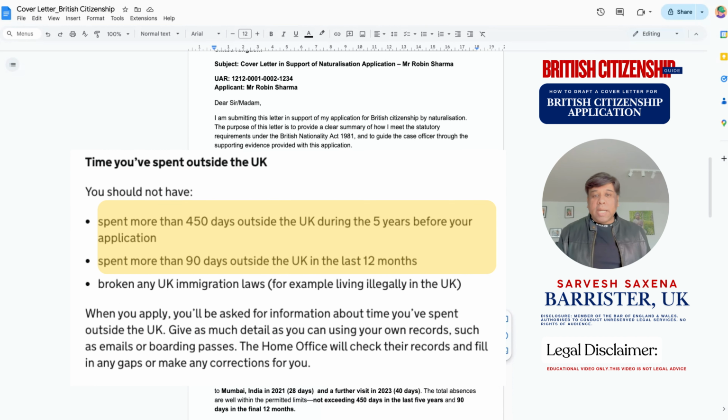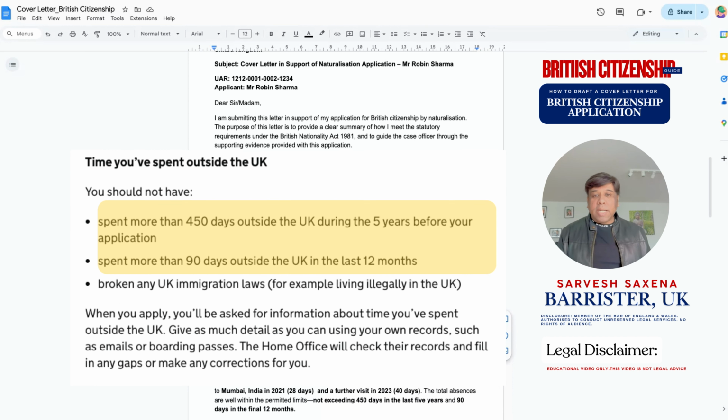Now, I could have written the date that I was absent from this date to this date, that includes 28 days, and then the other date that includes 40 days. But I don't want to duplicate or provide redundant information which is already provided in the online application form. Mind you, this letter acts as complementary to information that you provided in the British citizenship application form. So therefore, I've just made sure that I have said I was outside of the UK.